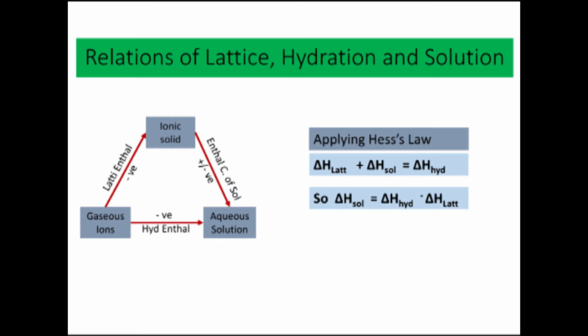So two arrows are in the same direction, that is lattice enthalpy and enthalpy change of solution. These two are added, and we get, applying Hess's law, the enthalpy change of hydration. So enthalpy change of solution is equal to enthalpy change of hydration minus enthalpy change of lattice. If enthalpy change of lattice and hydration are given, we can easily calculate using this law.